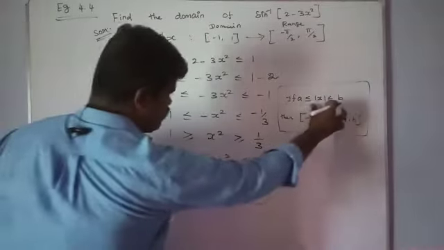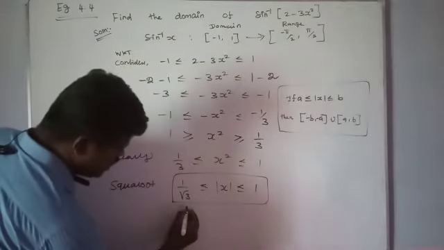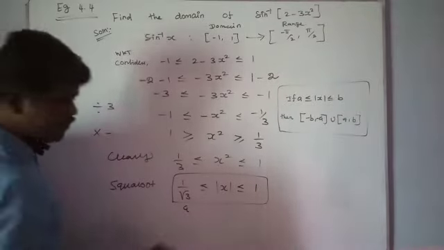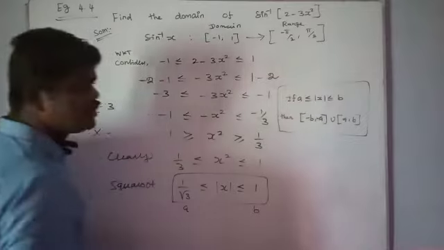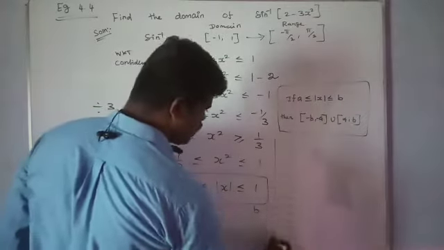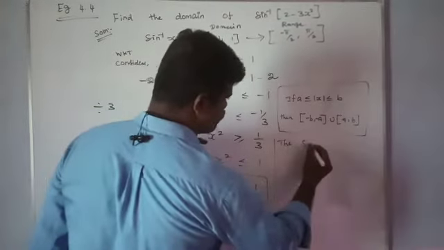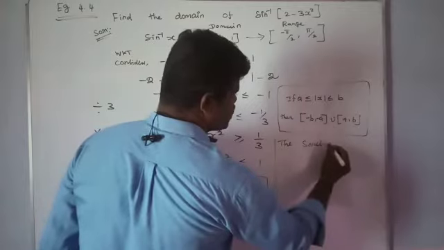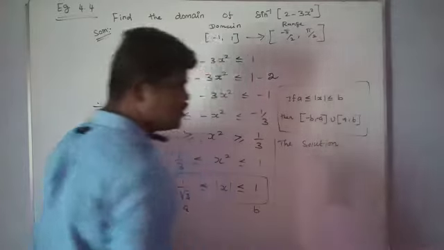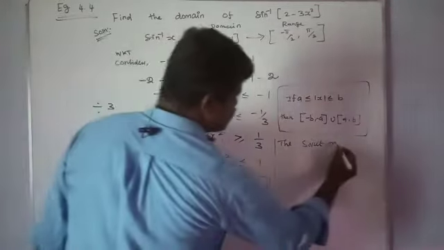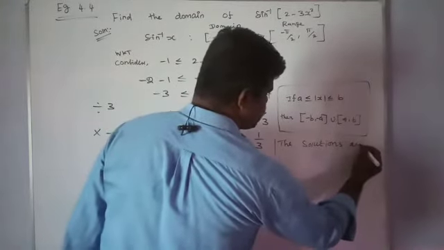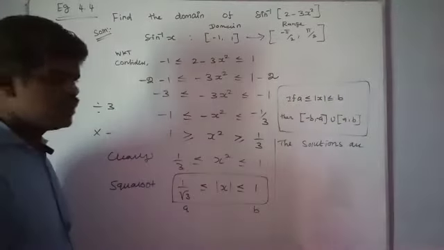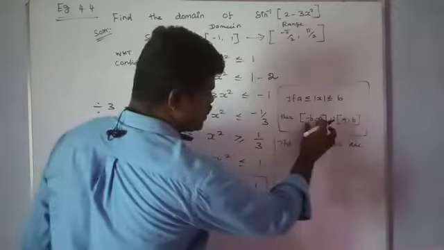Here the same property applies. Here a value is 1 by root 3 and b value is 1. Now we apply the solution. The solution means the x value. The solutions are, what are the values?